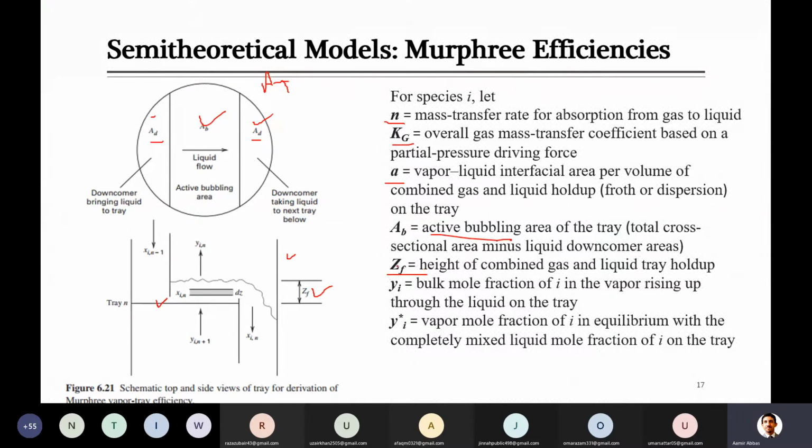Then there is something called ZF, the height of the combined vapor-liquid tray hold up. When they are in contact and froth formation also takes place, all that height starting from the surface of the tray is considered as ZF. Then there is Y. Y is the mole fraction of any component in the vapor stream that is leaving the tray, and there will be something Y asterisk. This is again the vapor mole fraction of some component on the surface of the tray when vapor and liquid are in contact with each other.